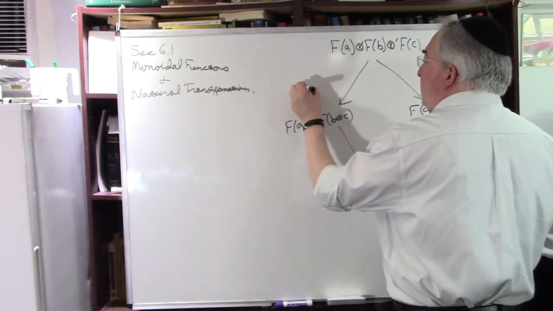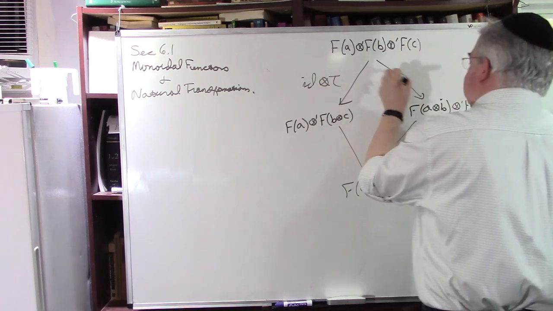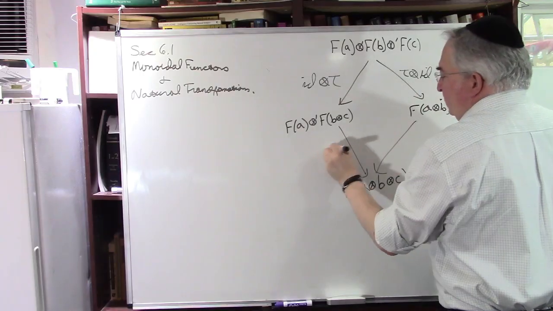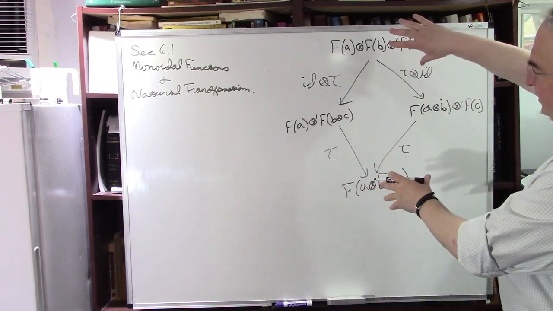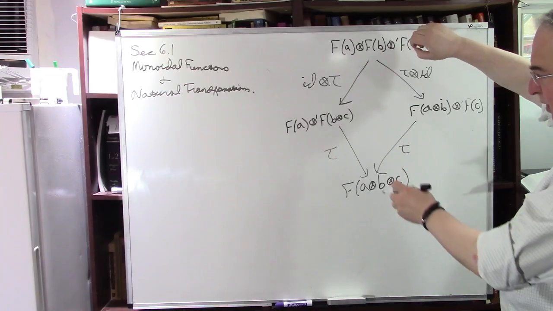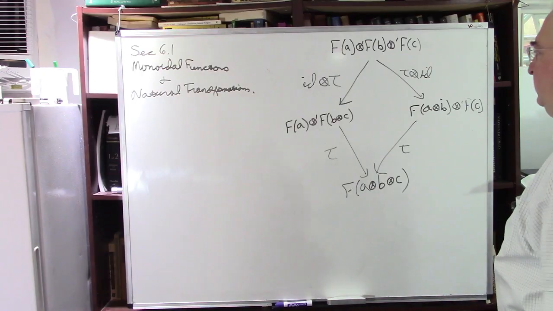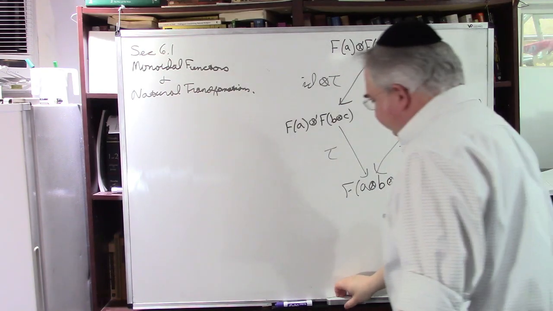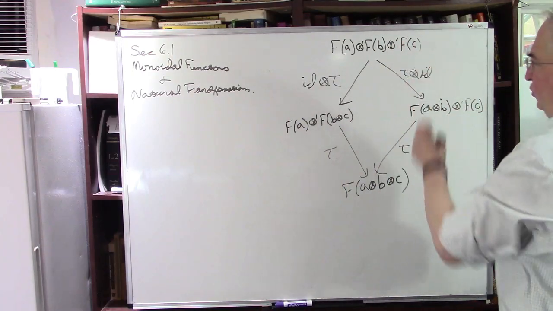Okay, and so this is identity tensor tau, and this is tau tensor identity, and this is tau, and this is tau. So you take the hexagon, you shrink the two reassociators to be the identity, and so that becomes that. Okay, great. So that's why I left this here. So now we can see that. I just shrunk it. Great.